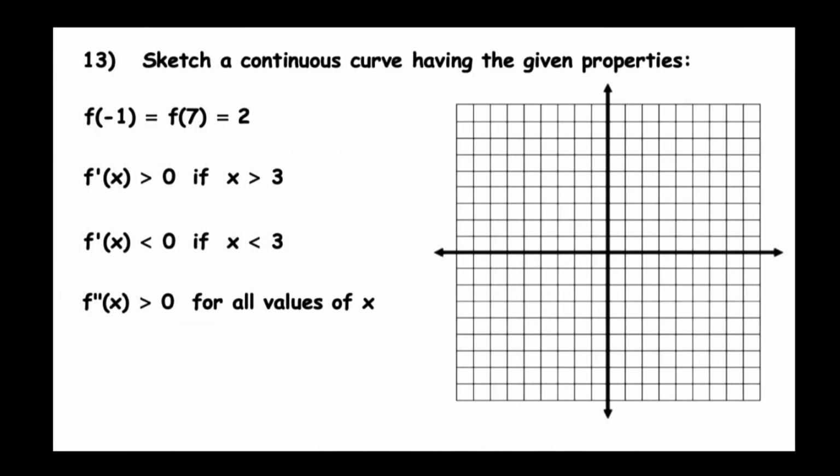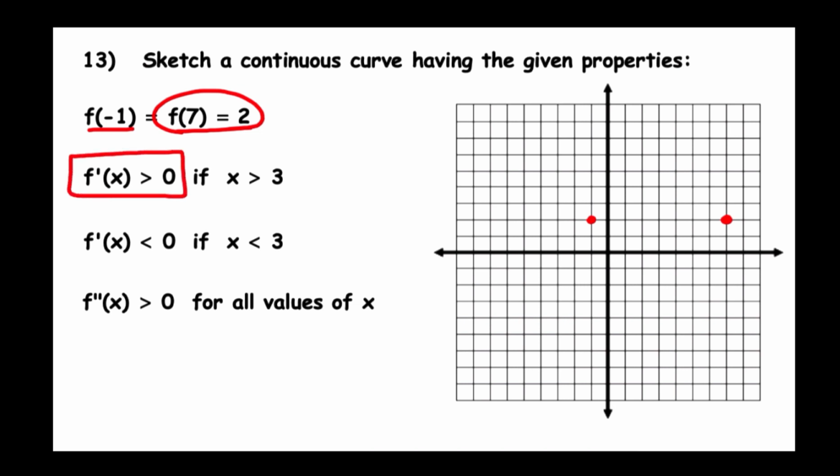Number 13, sketch a continuous curve, so no asymptotes, no discontinuity anywhere, having the given properties. Well, let's start with the easy stuff first. It says that f of -1 is 2, so that's the point -1, 2. It'll be here. But you're also going through the point 7, 2. 1, 2, 3, 4, 5, 6, 7, 2. All right, so it has to hit those points. Now I have to translate.